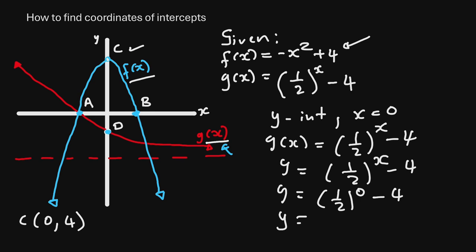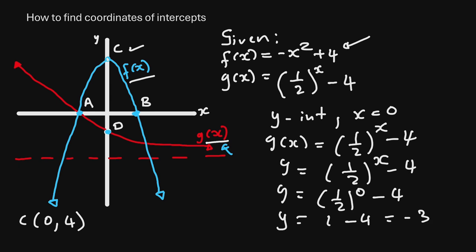It is not 0. Please remember, you put everything that you want to solve in a calculator so that you are sure. So now, everything to the power of 0 we know is 1. Then we have 1 minus 4, which will give us the value of negative 3.